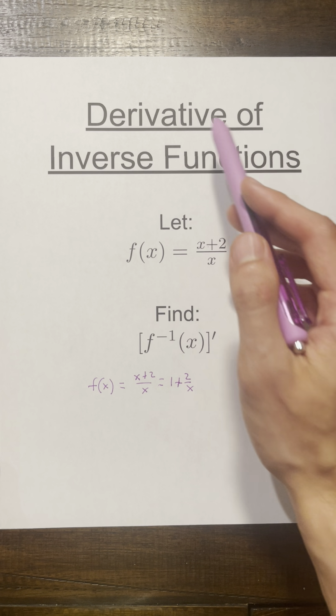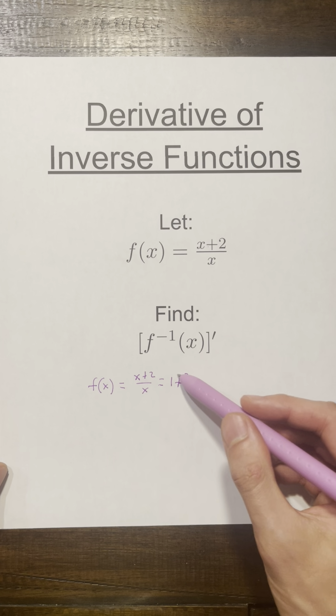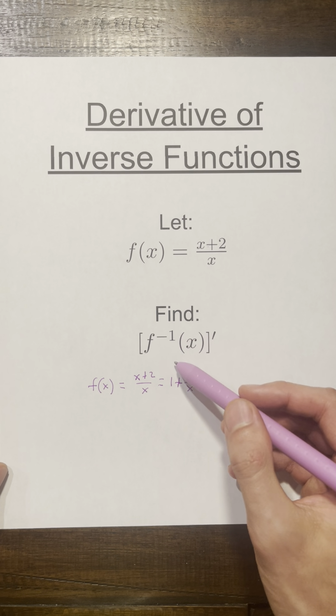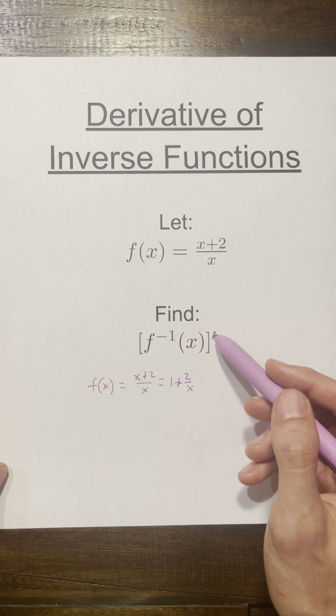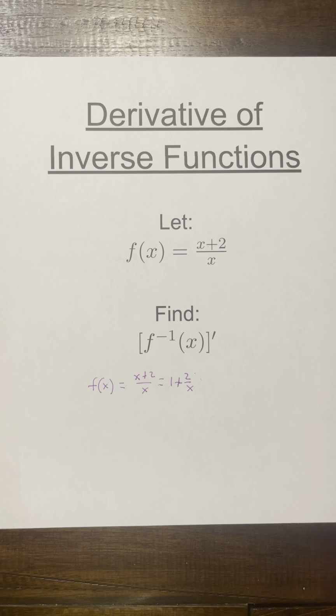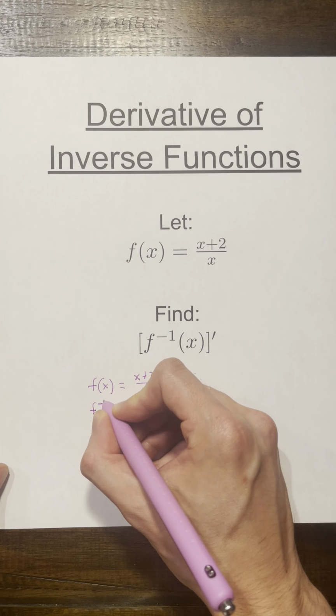Do we need to use the formula for derivative of inverse functions? Actually, we don't. So f of x is equal to this. If we can find the inverse of this and then take the derivative, we're done. That solves the problem. Okay. So how do we find f inverse of x?